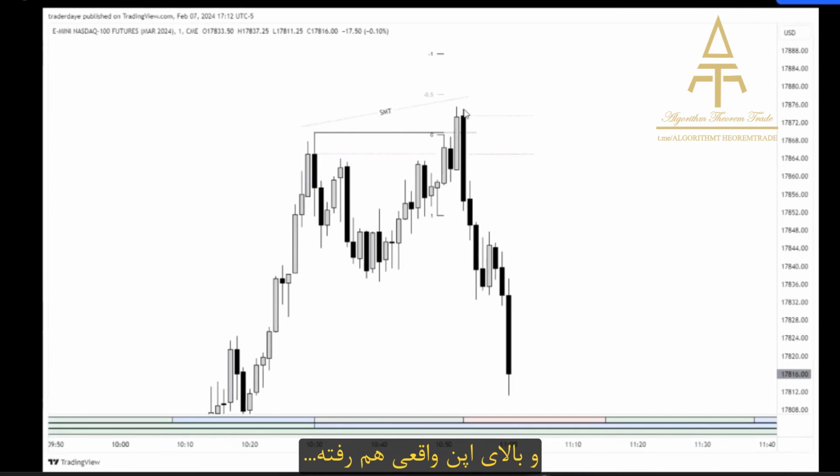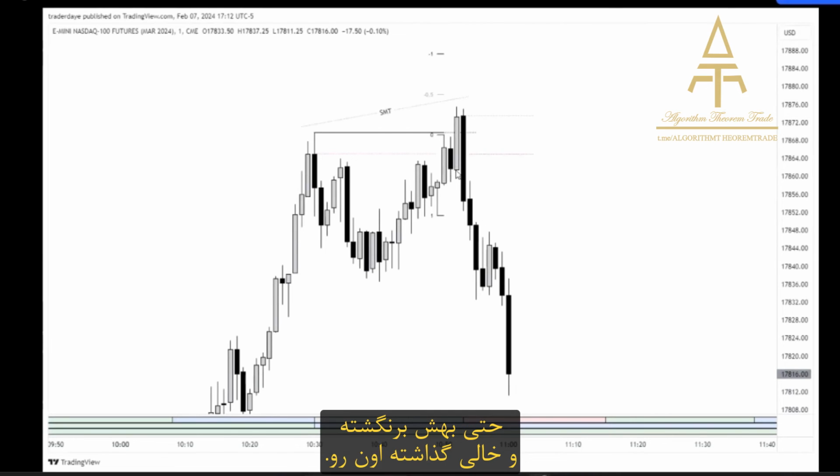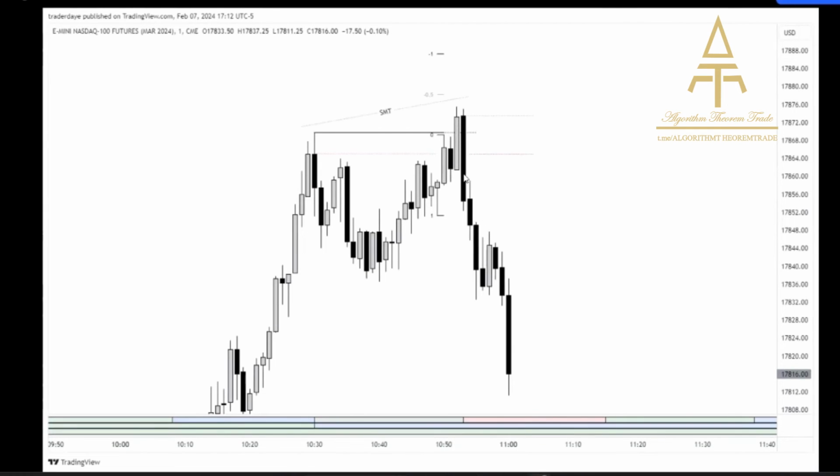You should short above the true open, right? It traded above it and just collapsed. It didn't even leave a fair value gap. It didn't even return to the fair value gap. It did leave one, right?